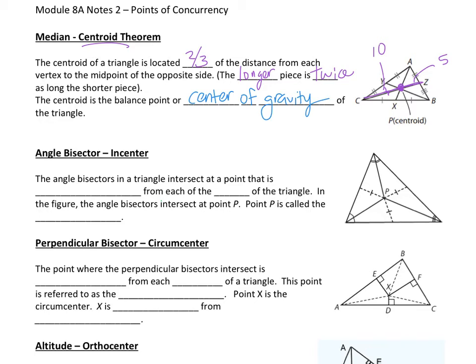For the angle bisector, that's called the incenter, where all 3 angle bisectors intersect in the middle of your triangle. The angle bisectors in a triangle intersect at a point that is equidistant from each of the sides of the triangle. If we look at our picture, if this is my angle bisector, it is going to be the same distance away from the sides of the triangle, and that would be 90 degrees to the edge of the triangle. In our figure, the angle bisectors intersect at point P, and point P is called the incenter.